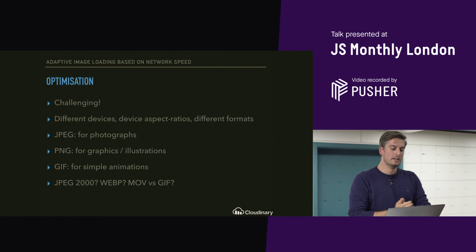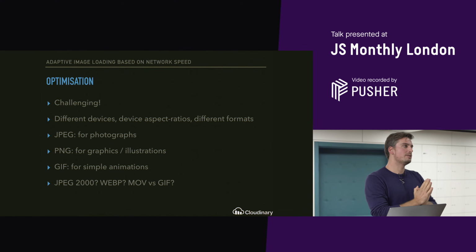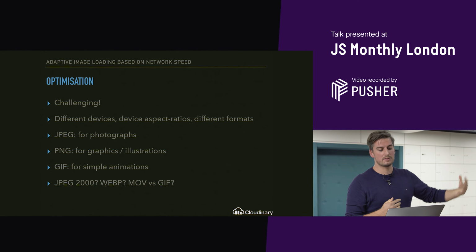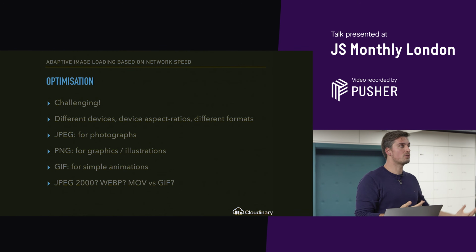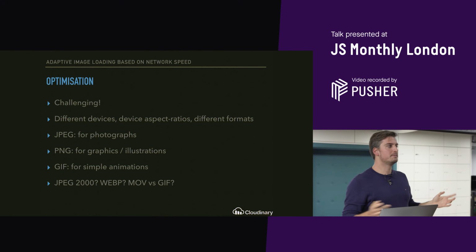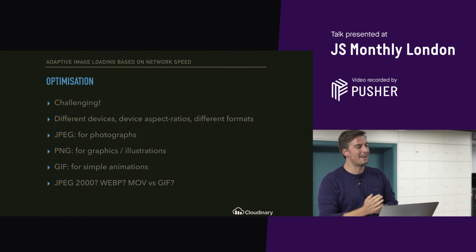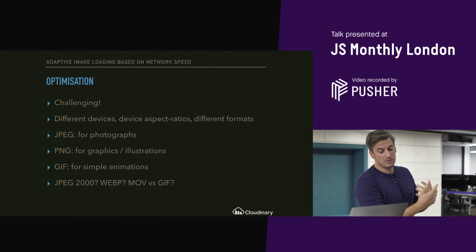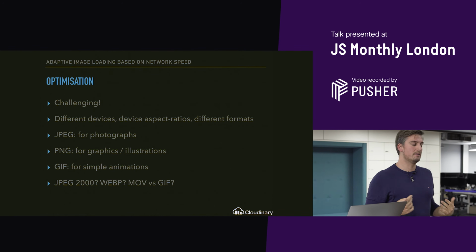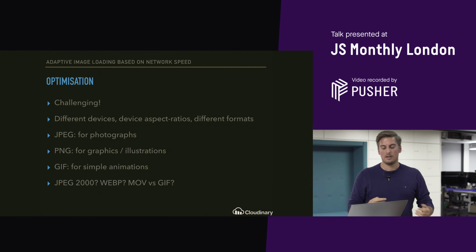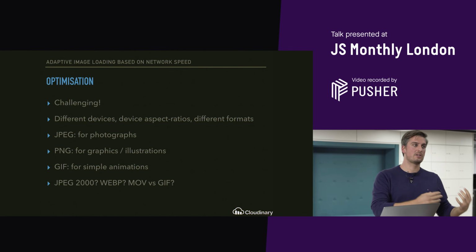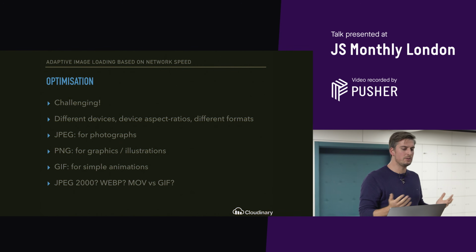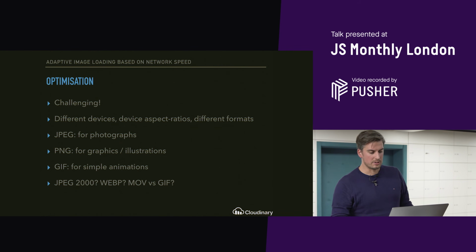Generally speaking, people use JPEG images or the JPEG format for displaying photographs on their websites, PNGs for graphics and illustration, GIFs for cats and other funny animations. But there are other formats as well. There's WebP, there's JPEG 2000. Also, is it better to show an actual GIF or show an actual MOV file? So how do you deal with all these challenges?